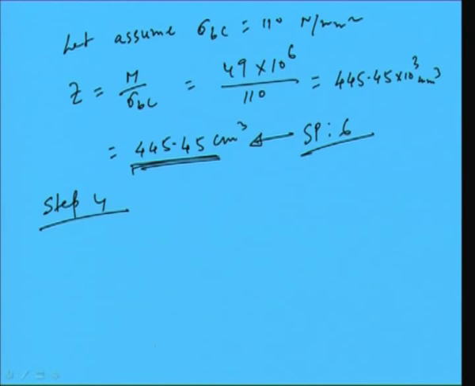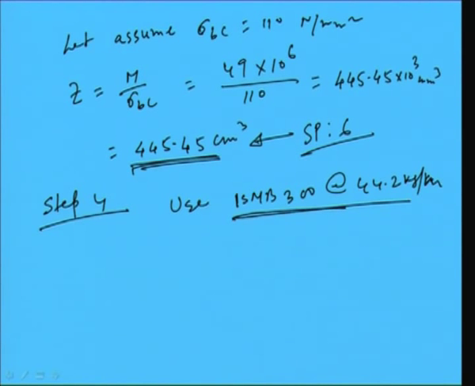So, if we go through the handbook SP6, first we have said that we are going to use an I section. So, in I section, we will see what is nearby 445 centimeter cube, and the section which we are going to consider should be a little higher than this 445.45. So, accordingly we will try to find out. From that we have seen that we can use, say, ISMB 300 at 44.2 kg per meter, right. So, we are going to choose this section ISMB 300 at 44.2 kg per meter. In this way we can choose.